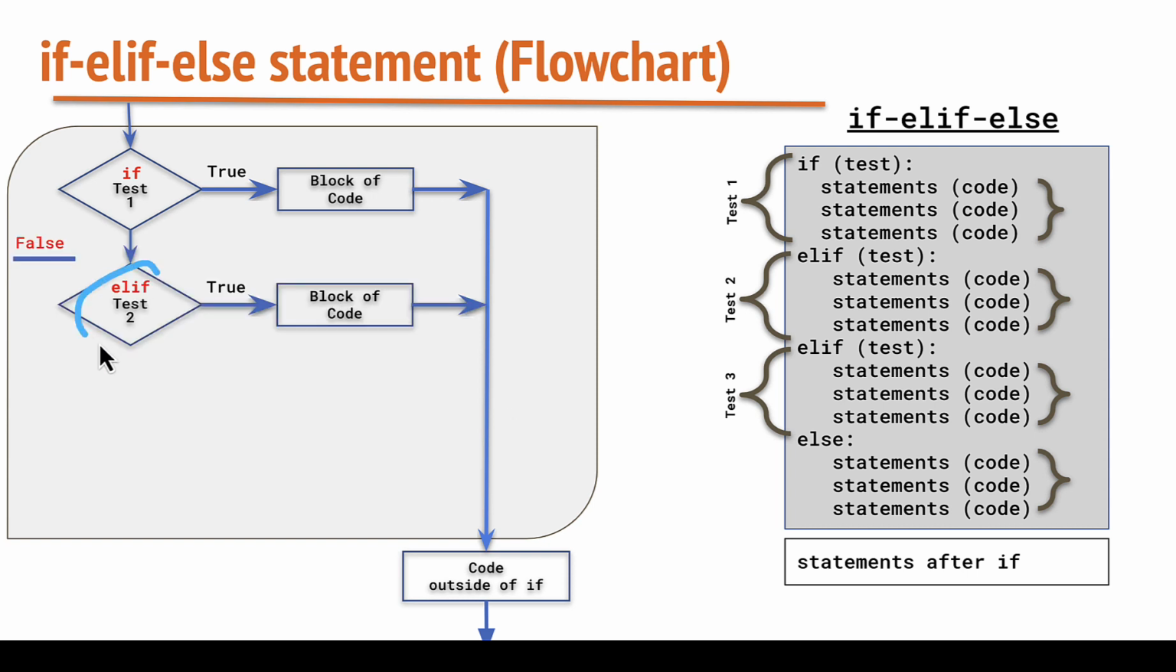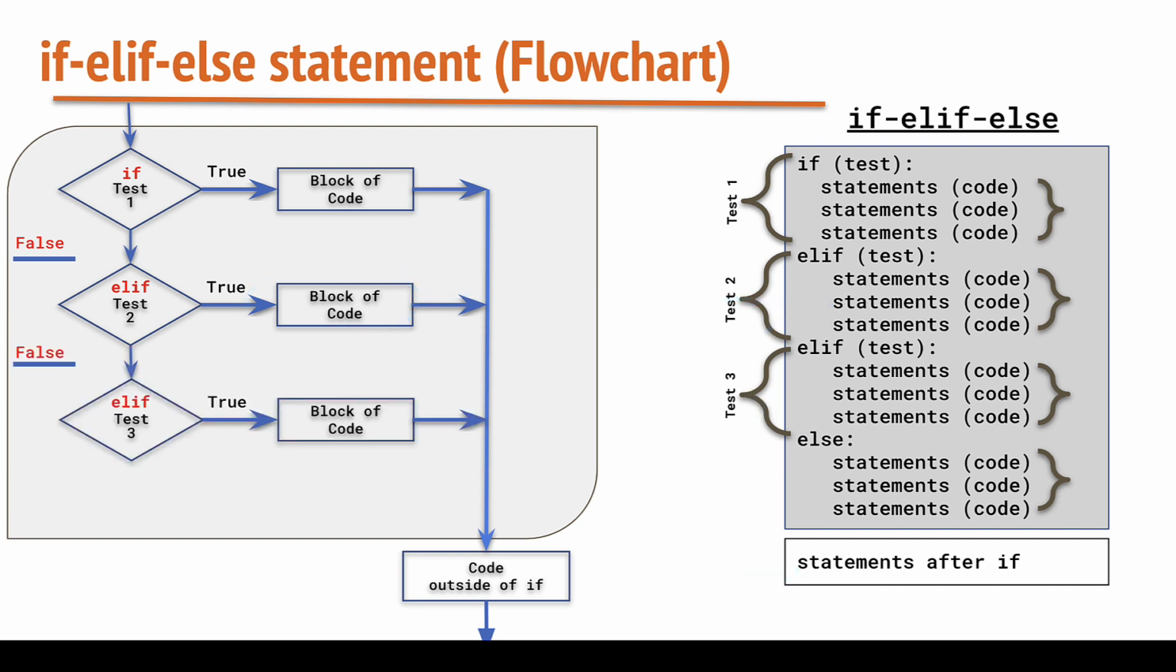then it goes to our second test, and this is our second test. If that is true, it'll execute this block of code and then exit out and continue on here. So this code would be this portion of it. And then we have another elif for test number 3. So if this is true, then this block of code gets executed and then exits out. So this is the code associated there.